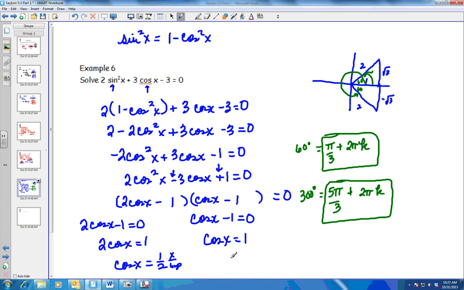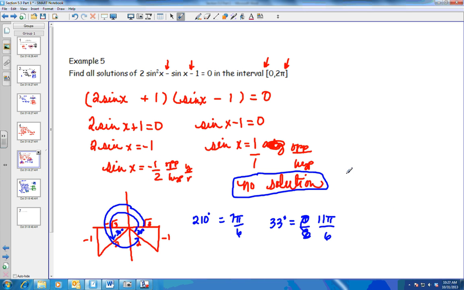Okay, so now we're going to do this one. Cosine x equals 1. And I stopped in example 5. I made a mistake right here. There is a solution. I knew I wasn't looking at it right. Okay, see if you can go back and find where sine x is equal to 1. Your hint: sine is your y value on your unit circle, so tell me where your y value is 1. So my mistake, I knew something wasn't right there.